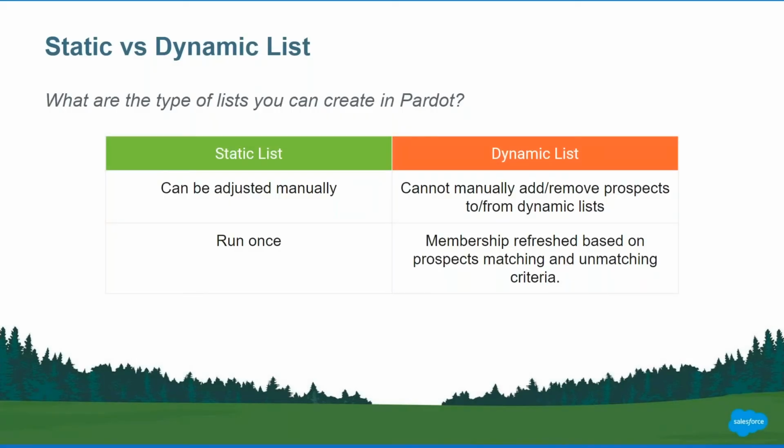Static versus dynamic lists, because there are actually two main types of lists that you can create in Pardot. Static lists are stagnant lists. They do not ever change unless, of course, you update them manually in your Pardot, or with an automation rule or a completion rule. While dynamic lists are like smart lists that automatically add or remove prospects based on the criteria that you've set up. They're easy to set up and easy to maintain, which also makes them a great choice for building lists around information that changes frequently.